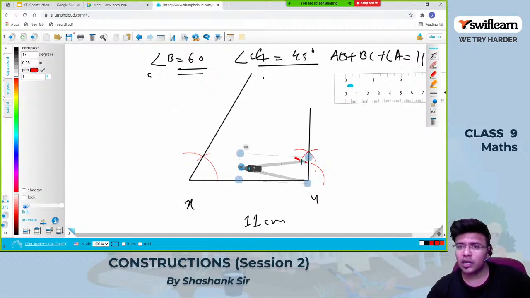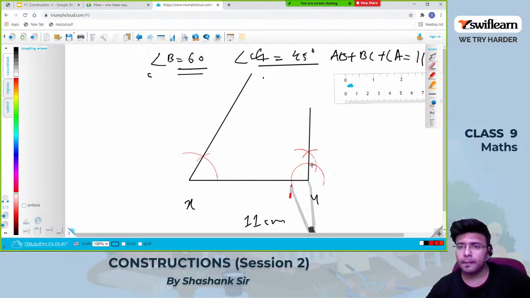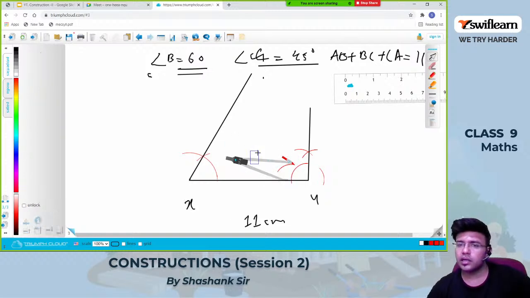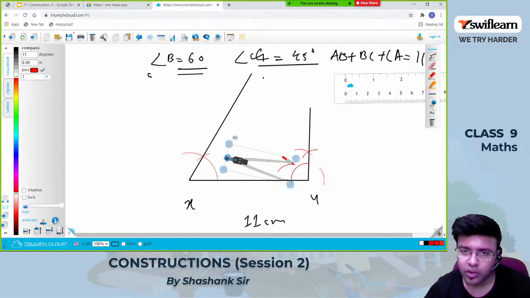I will draw this arc here. Let me draw this arc completely. Now bisect this arc. With the same radius, keep this as a center and draw an arc. I have drawn an arc like this here. Now with this as a center... Just wait for a minute, guys.